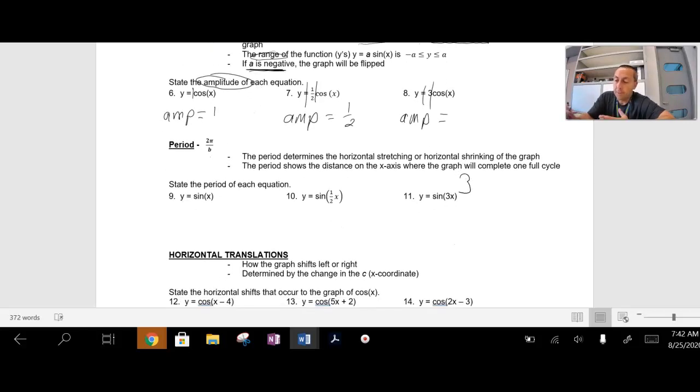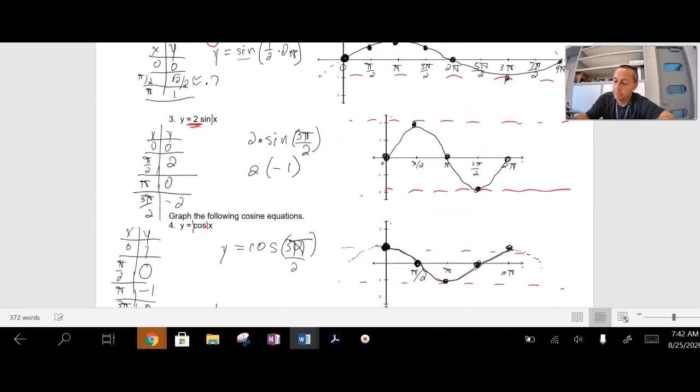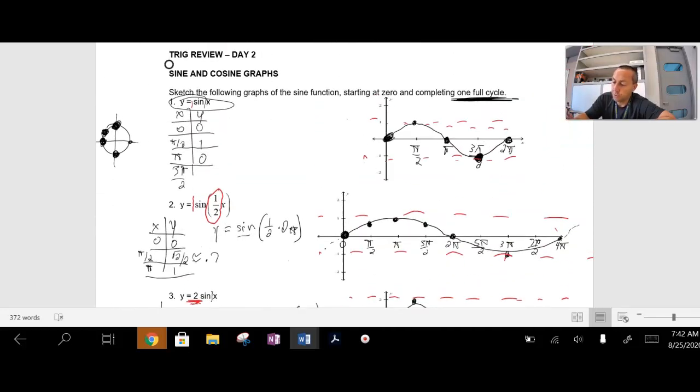The period, if you remember, determines your horizontal stretching or shrinking of the graph. The period shows the distance on the x-axis where the graph will complete one full cycle. At least 2 of these are ones that we did on the front page. This is the very first one that we did on the front page, and it took us 2 pi, from 0 to 2 pi. So our period in this one we would say is 2 pi. We can know that by looking at the graph. We just look and see when it completes a full cycle.